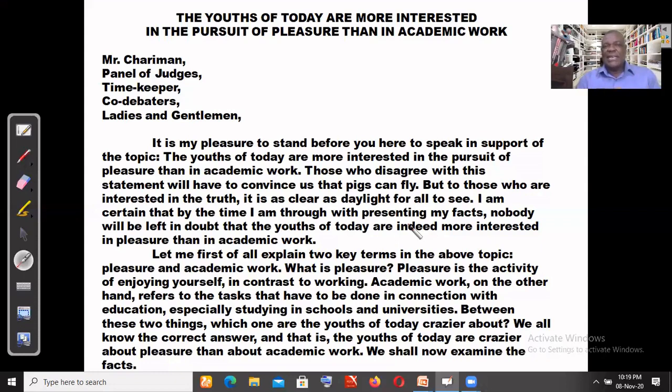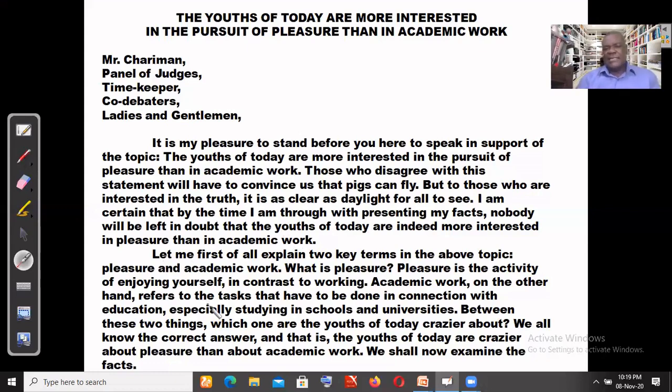We are saying here that the youths of today are more interested in the pursuit of pleasure than in academic work. That is our viewpoint. And we have stated that central argument.